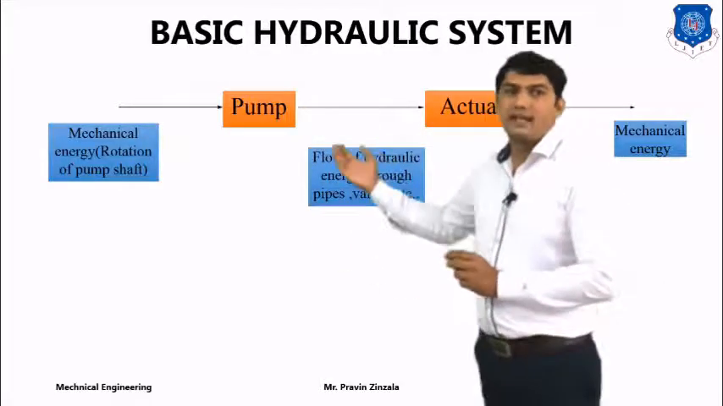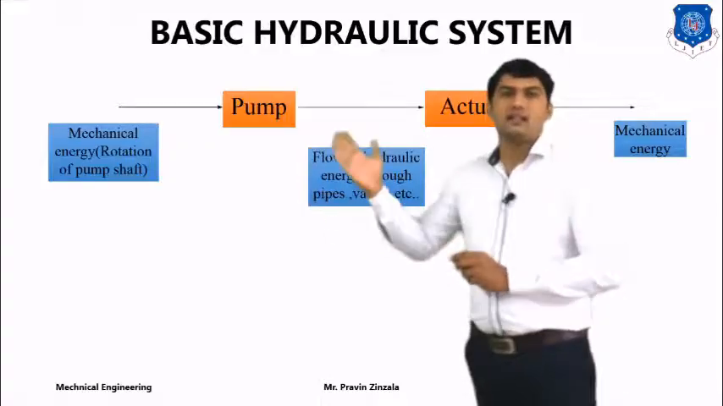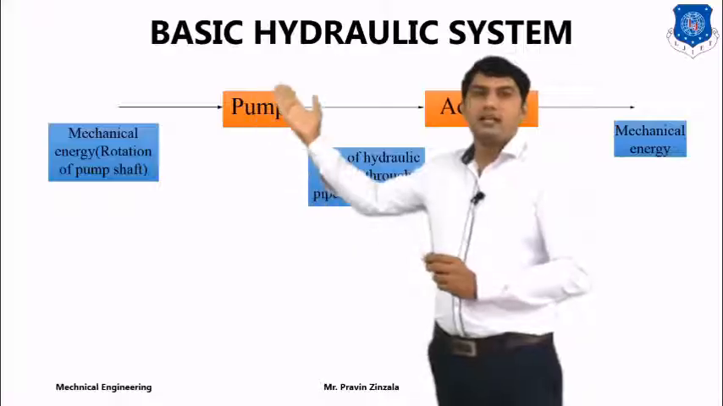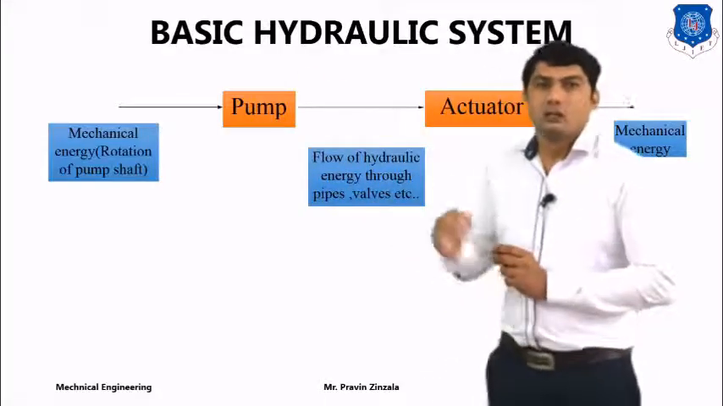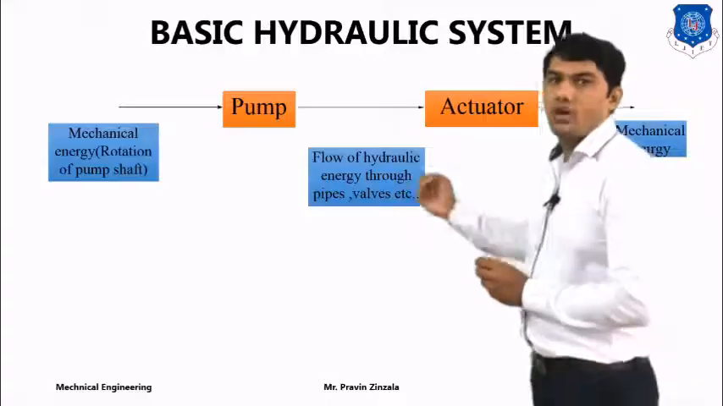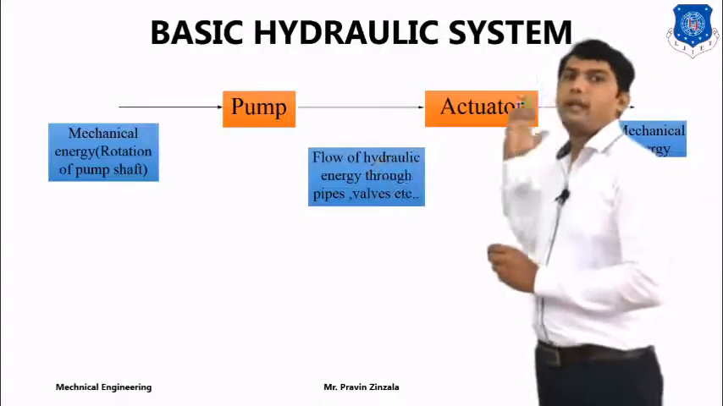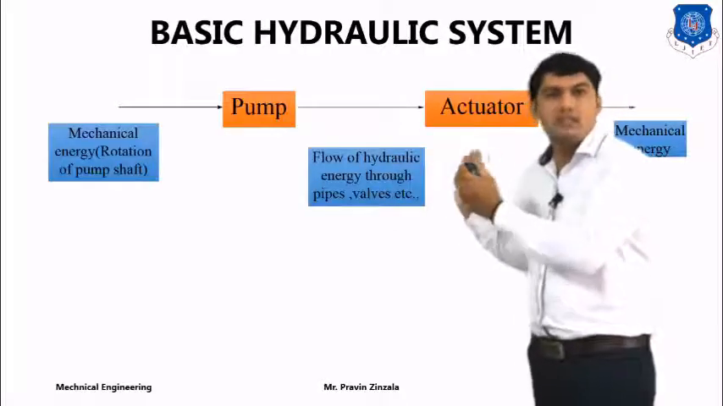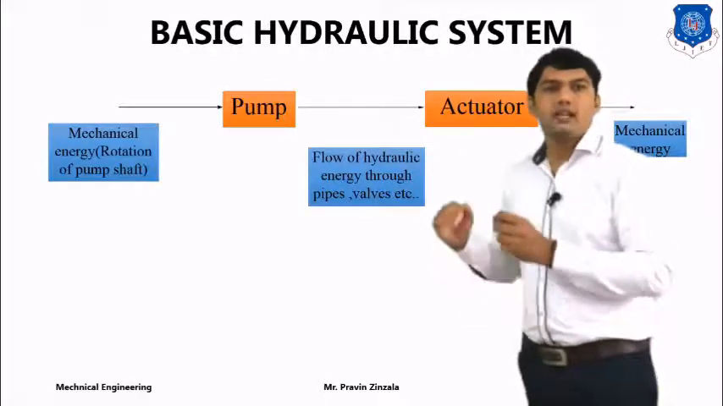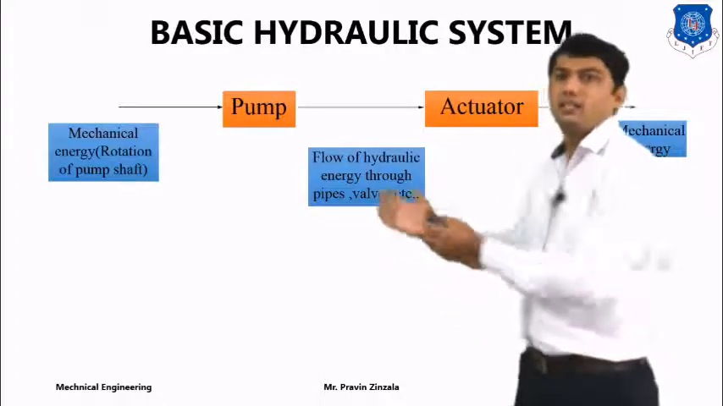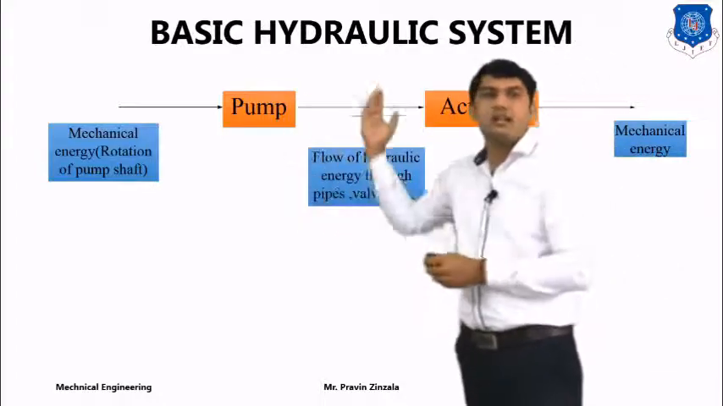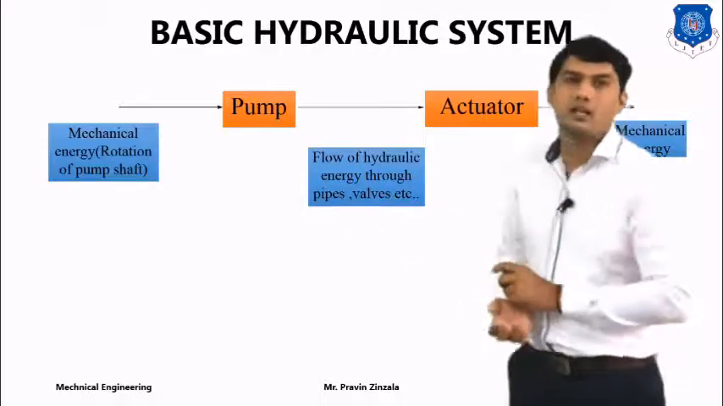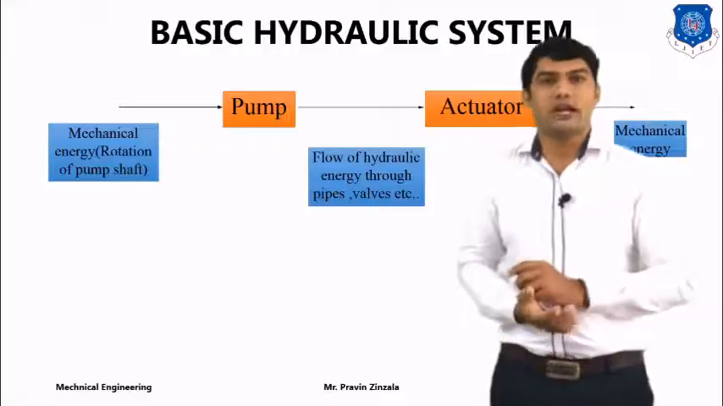Pump will be driven by an electrical motor, which converts electrical energy into mechanical energy, and pump will convert mechanical energy into hydraulic energy. Function of actuator is conversion of hydraulic energy into mechanical energy. So the functions of pump and actuator are opposite. We can also say that hydraulic system is nothing but conversion of mechanical energy into hydraulic energy and hydraulic energy into mechanical energy. So what is the requirement of hydraulic energy?